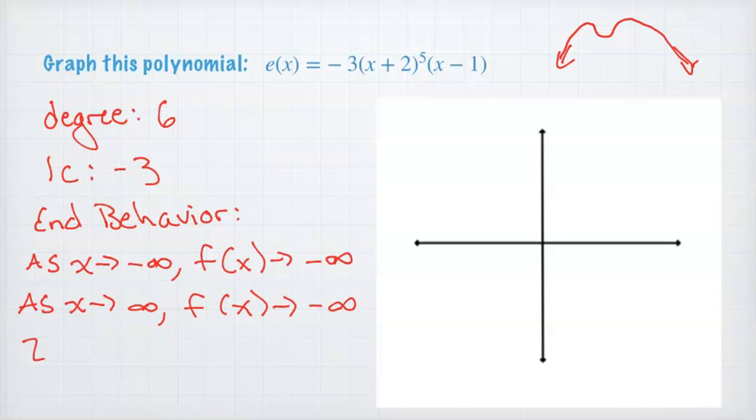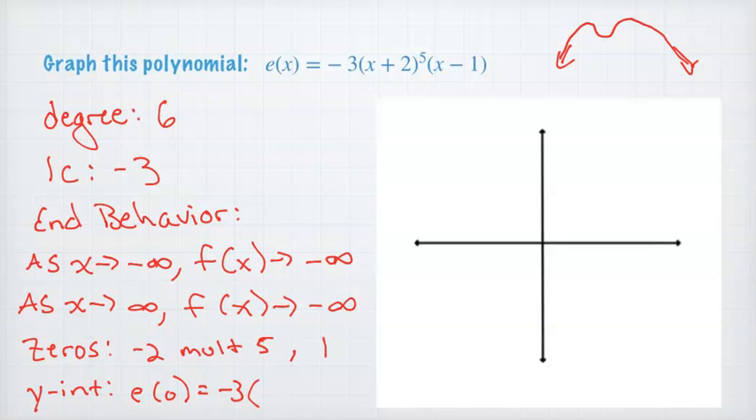All right. My zeros are -2, and that has a multiplicity of 5. That -2 is repeated 5 times, and then also 1, which has a multiplicity of 1. And then finally, my y-intercept, if I let x be 0, if I find e of 0, I'm going to have -3 times 0 plus 2 is 2, but that 2 is being raised to the 5th. And then 0 minus 1 is -1.